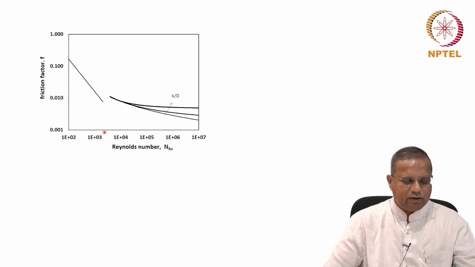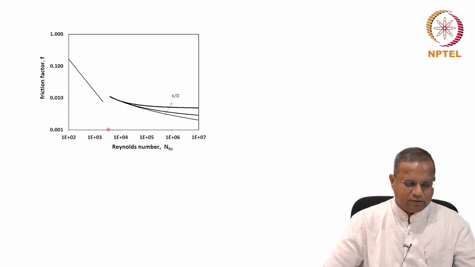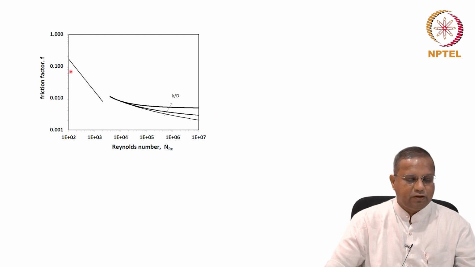Till 2100, you can see this is 1000, this is 2000. So in a log scale, this is 1000, this is 10,000. 2000 is somewhere here, right? It's a log scale, therefore it will be somewhat in the middle of this linear scale. So this is the region for laminar flow, and beyond 4000 is the region for turbulent flow.